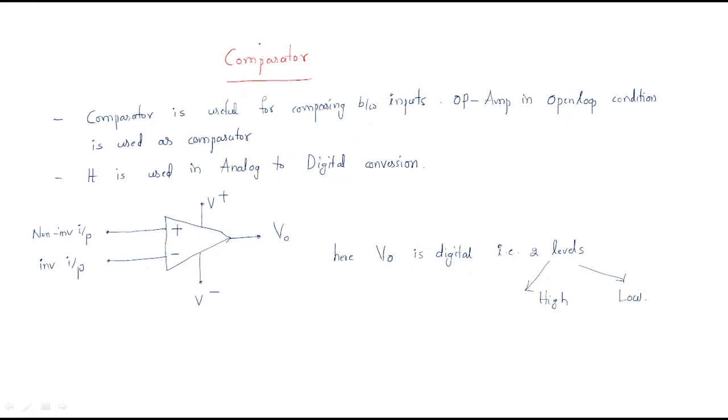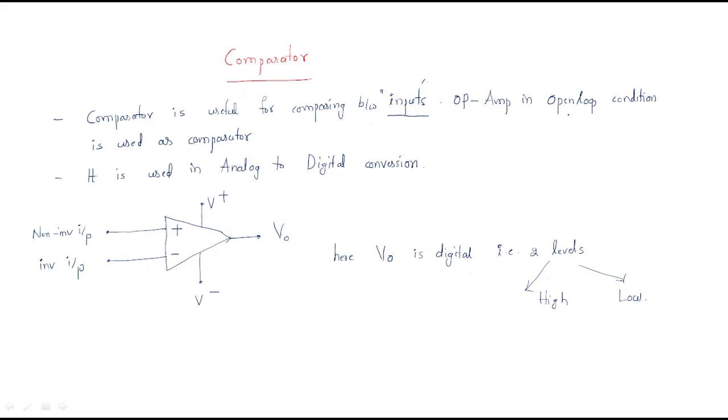Hello everyone. In this session, we will discuss the next application of the op-amp, the comparator. Comparator is a very good application of the op-amp. First, what is a comparator? The comparator is useful for comparing inputs. Generally, for any op-amp, we have two inputs. It is useful for comparing these inputs, and by the comparison of the inputs, it will generate the output.